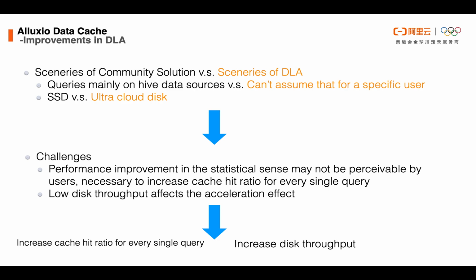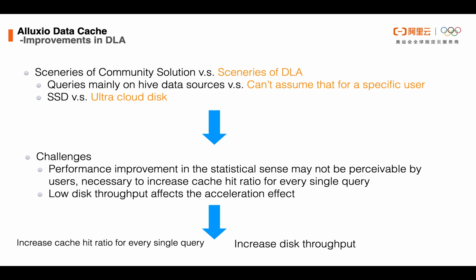Next, I will introduce some improvements in DLA. The community Alluxio local data cache solution was based on some assumptions. For example, it assumes that the queries are mainly on Hive data sources and the storage type in the node is SSD. Unfortunately, in DLA, both assumptions are not met.